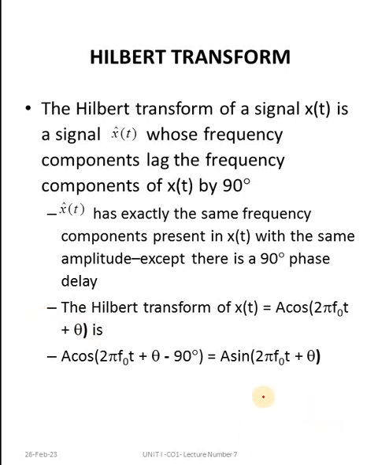So we can write the Hilbert transform of x of t. The input signal a cos(2 pi f naught t plus theta) is equivalent to a cos(2 pi f naught t plus theta minus 90 degrees). That is, we are introducing a 90-degree phase shift in the input signal. So a cos(2 pi f naught t plus theta minus 90 degrees) is equivalent to a sin(2 pi f naught t plus theta).